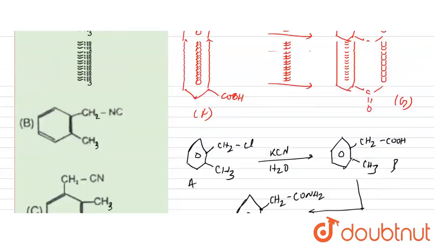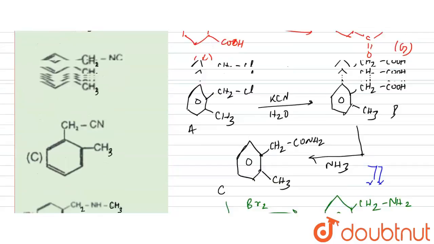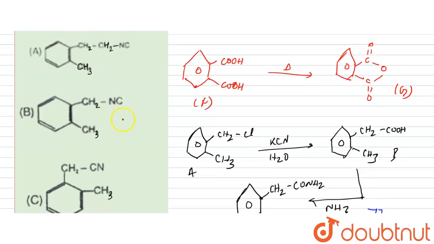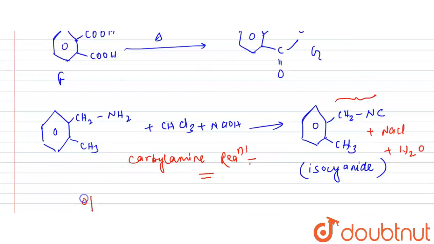So let's see which option is correct. When you see here, you can see CH2NC, this is the isocyanide. You can see very well this is the exact option which is required. So option B is correct, right? I hope you have understood.